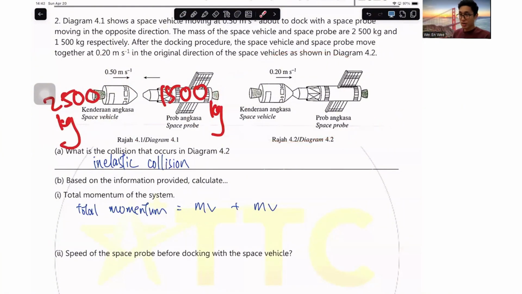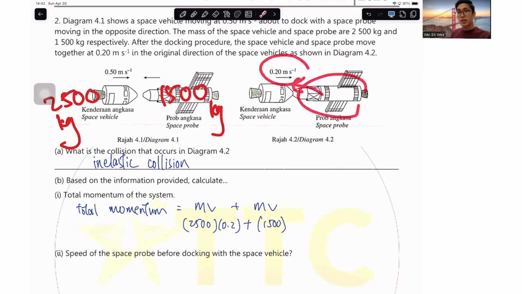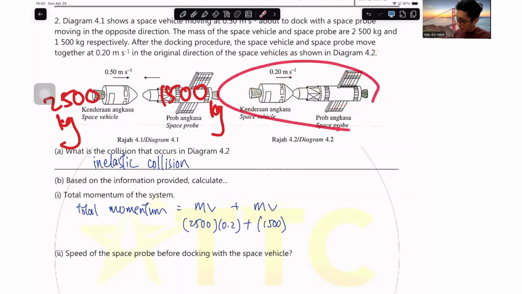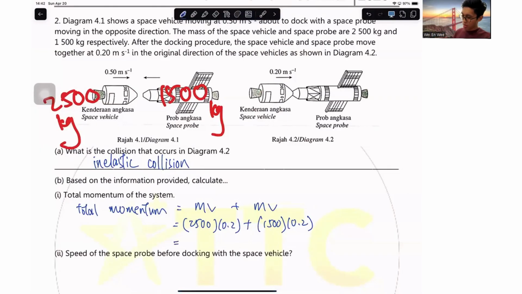Look at the after. Look at the second diagram. You see, the mass of this space vehicle is the same, 2,500. The velocity of this space vehicle is 0.2, plus the mass of this space probe is 1,500, and the velocity of this space probe is also 0.2, because they move together. So their velocity must be the same. So this is 0.2. Can you calculate what is the total momentum for me?